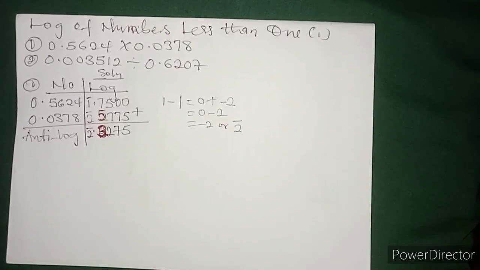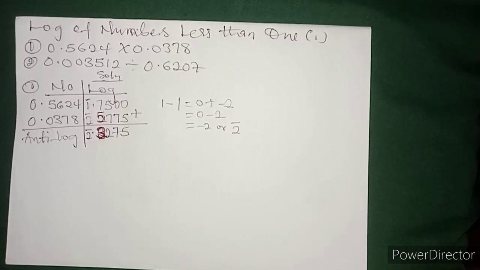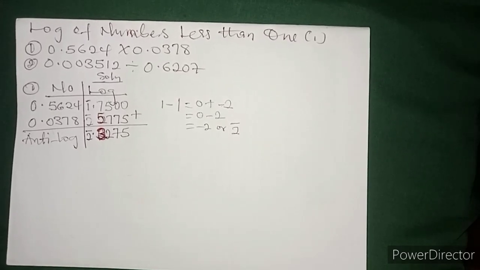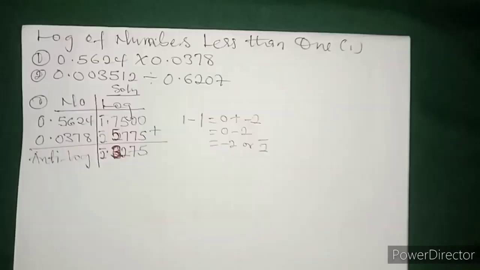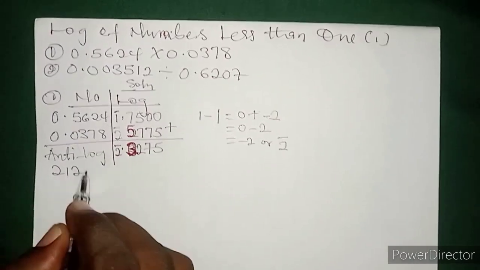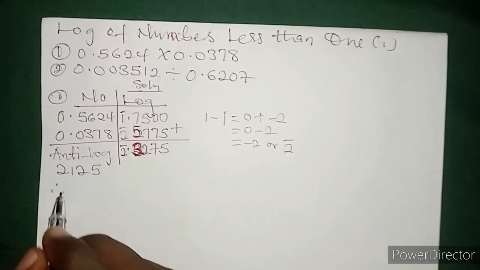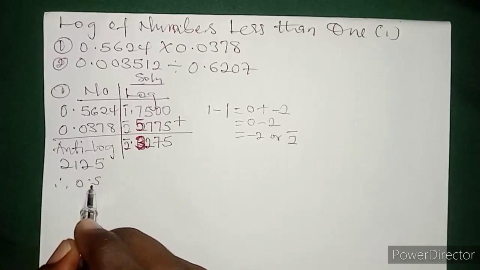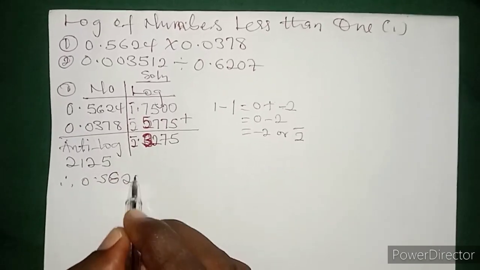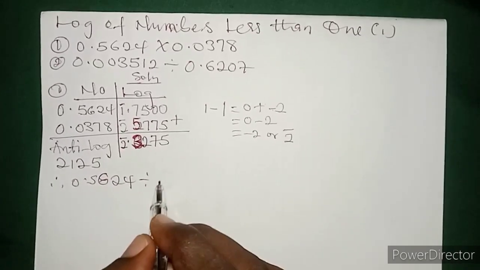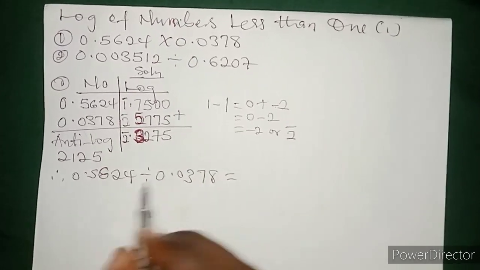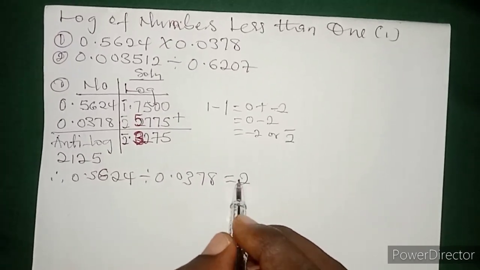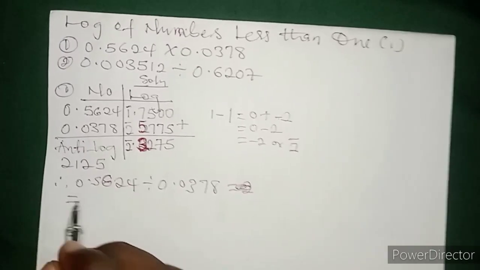That will give us 2125. We'll now write that therefore 0.5624 divided by 0.0378 is equal to 2125.